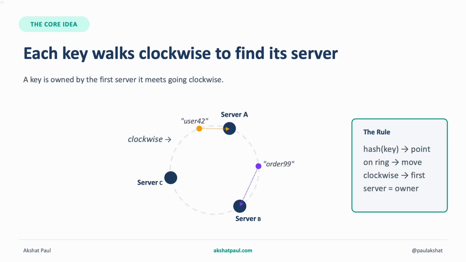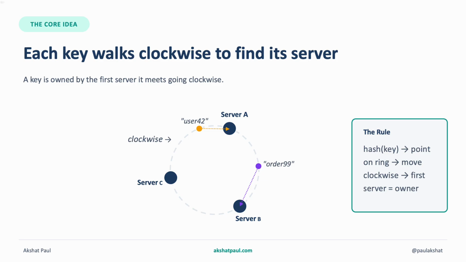Okay, so now that both servers and keys are points on this ring, how does a key actually find out which server owns it? The rule is beautifully simple. You hash the key, that gives you a point on the ring. Then you just walk clockwise from that point. And the very first server you run into, that's the owner. Look at this example. Key user 42 hashes to a point right before server A, moving clockwise. So server A owns it. Order 99 lands right before server B, so server B owns it. That's it. That's the entire lookup algorithm.